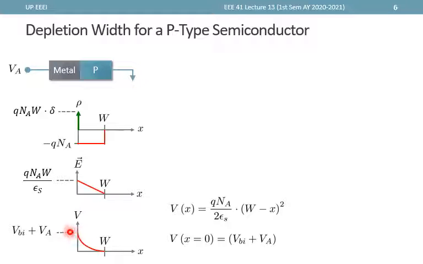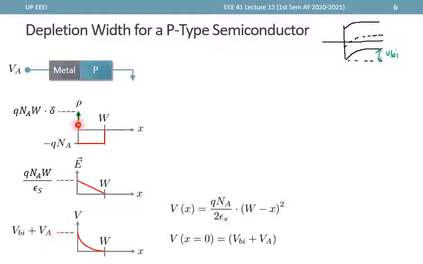And this one would be VBI plus VA instead, since we are defining VBI to be always positive. And if we take a look back at the energy band diagram for a p-type Schottky diode with a rectifying barrier for holes, when we flip the EC, we should get this plot right here. And when we apply some voltage, we'll add this plus VA term.